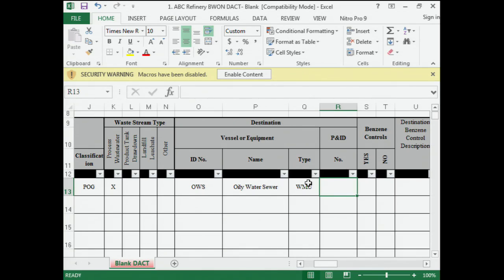Sometimes you'll have a stream leaving a vessel, and it'll go 2 or 3 pages in a line before it dumps to an oily water sewer, and that's why sometimes it's beneficial to go ahead and actually put the P&ID number of the page where you actually saw it on a drawing going into the sewer. So I'm going to put 1.